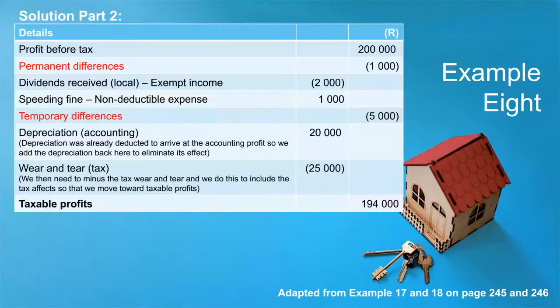So let's have a look at what that looks like. I'm not focusing too much on the permanent differences because we've already done that a few times. But here is what we're doing. We're adding the depreciation back. Why? Because it was subtracted when we calculated accounting profit already. But then we're subtracting the wear and tear because we're trying to replace the accounting treatment of this asset with the tax treatment. That gives us a net temporary difference of 5,000 Rand, which we then minus from accounting profit to give us taxable profits. Everyone understand that example? Are there any questions about that example?